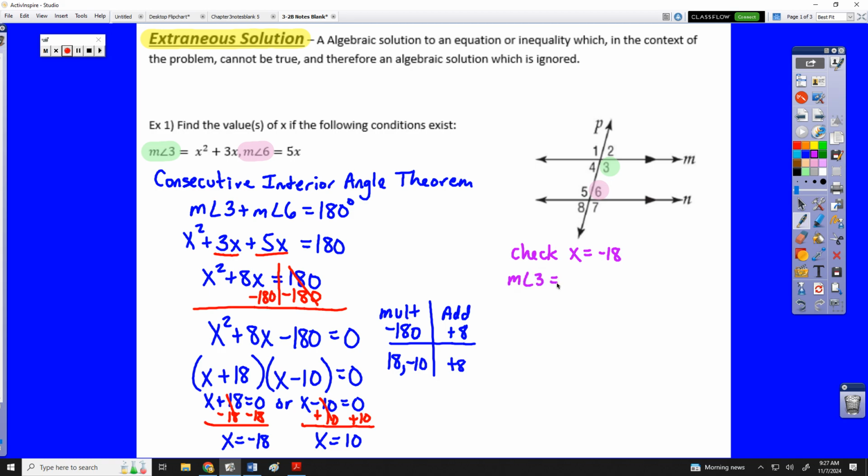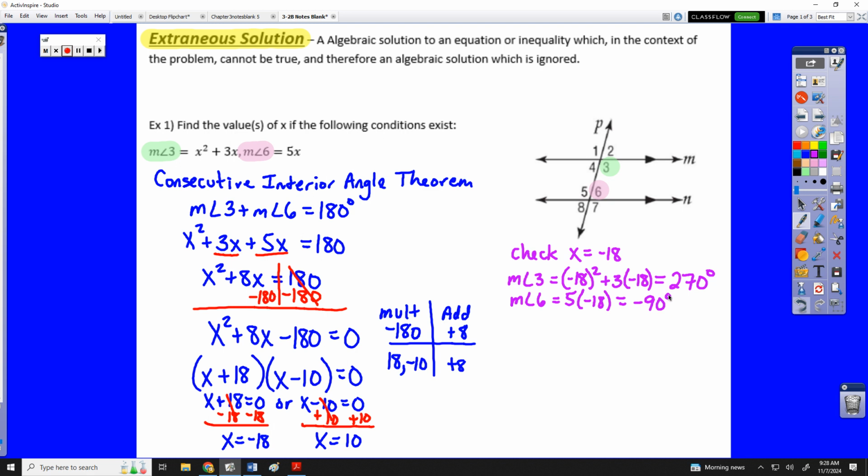Angle 3 is x squared, negative 18 squared, plus 3 times x, 3 times negative 18. So we feed that to our calculator. Negative 18 squared is 324. 3 times negative 18 is negative 54. So we go 324 minus 54, and we get that angle 3 is a 270-degree angle. Angle 6 is 5 times negative 18, or negative 90 degrees.